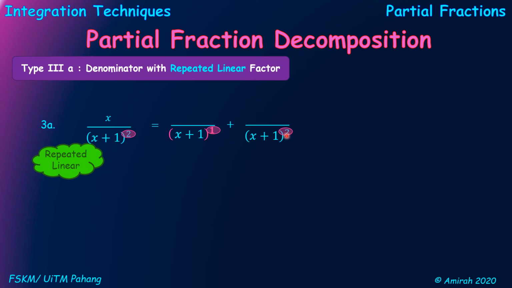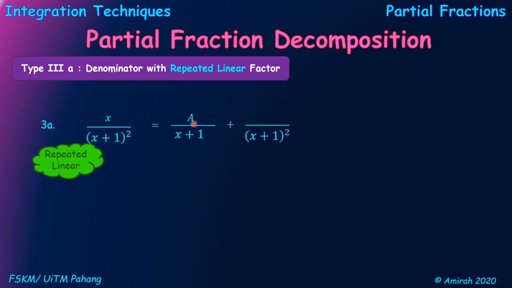Okay, we stop until squared here because the given repeated linear factor here is squared, or bracket to the power of 2. So we stop until the power of 2 here. Alright, and then now we want to write the numerator. So we can consider the denominator. From the first fraction here, the denominator is linear, so the numerator should be constant A.